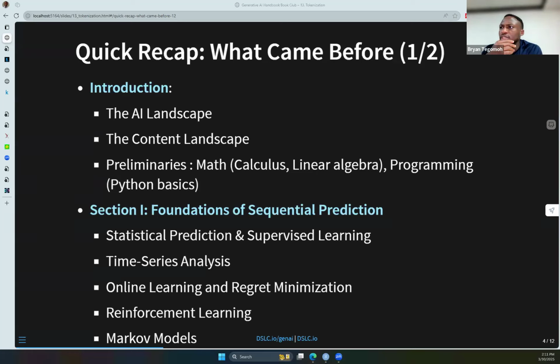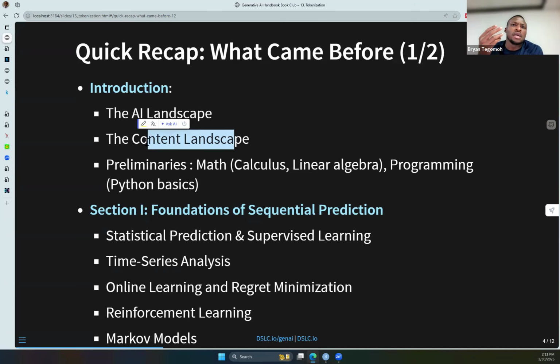Then we talked about the content landscape, because things are changing so fast that it's difficult to stay up to date with information. You can write a textbook today on some part of AI, and it can become outdated very quickly. So there's not really a singular resource that has all the information. Even the book that we are currently using would probably need to be updated frequently.